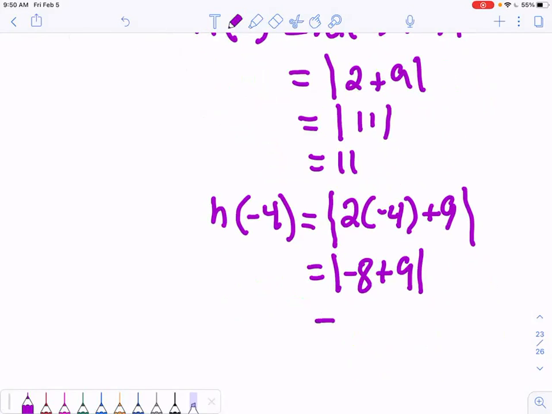And I know we all know that 9 minus 8 is 1. So again, we get a 1 with the absolute value. It's a little crooked. And the absolute value of +1 is +1.